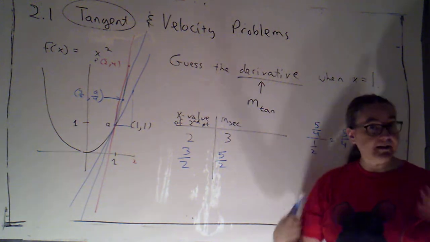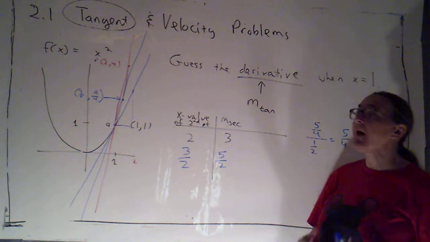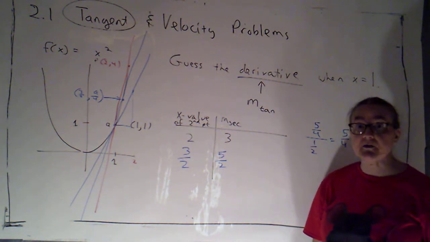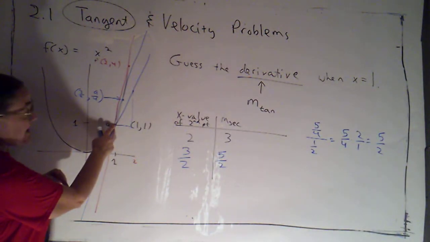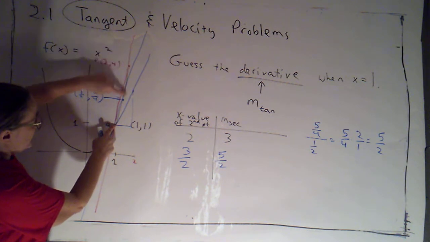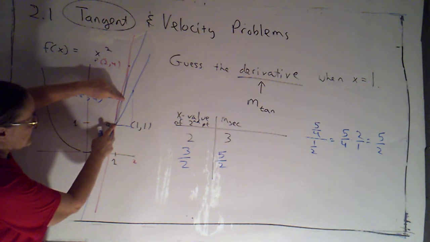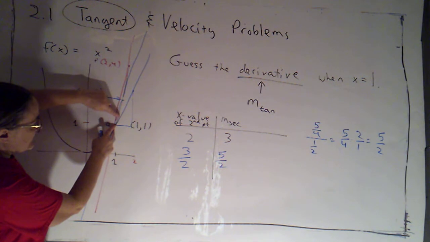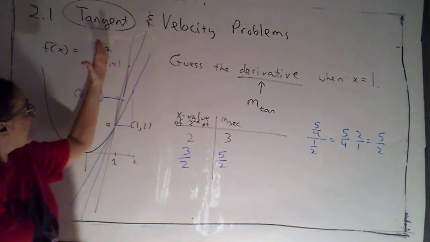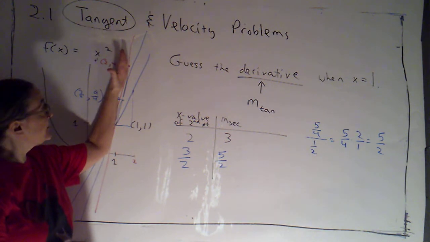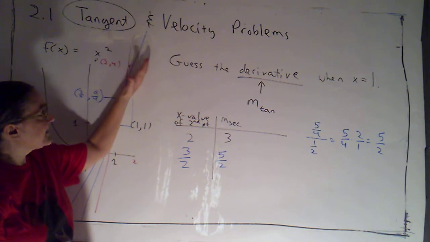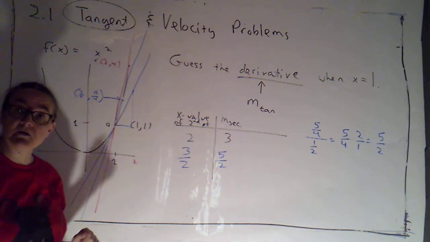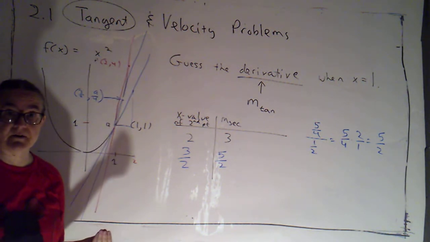Now, I could get a better estimate by moving the point even closer. What we're going to do is, right now, here's our point of tangency. Here are the points we've chosen as our second points. What I want to do is create a sequence of points that's getting closer and closer. And what's going to happen as we get closer and closer is those secant lines are going to get closer and closer to the tangent line.